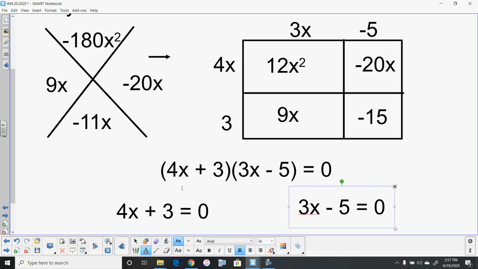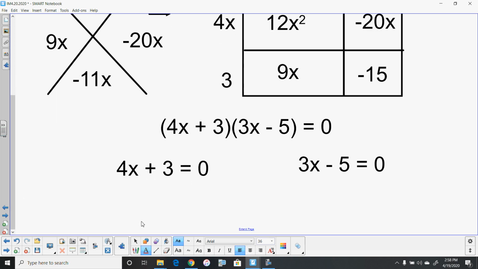Okay, and again, those are two-step algebra equations. I know you're just a pro at algebra by now. So when you subtract 3 and divide by 4, we get negative 0.75 or negative 3/4. You can write it either way. Here, when I add 5 and then divide by 3, I'm going to get 5 divided by 3.